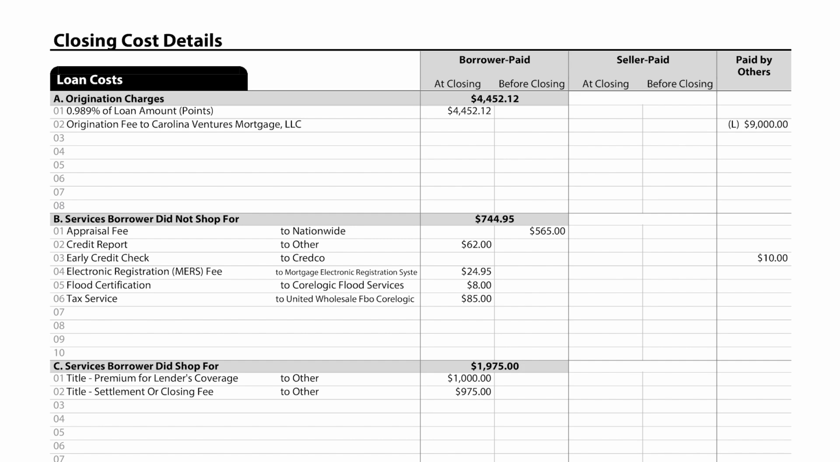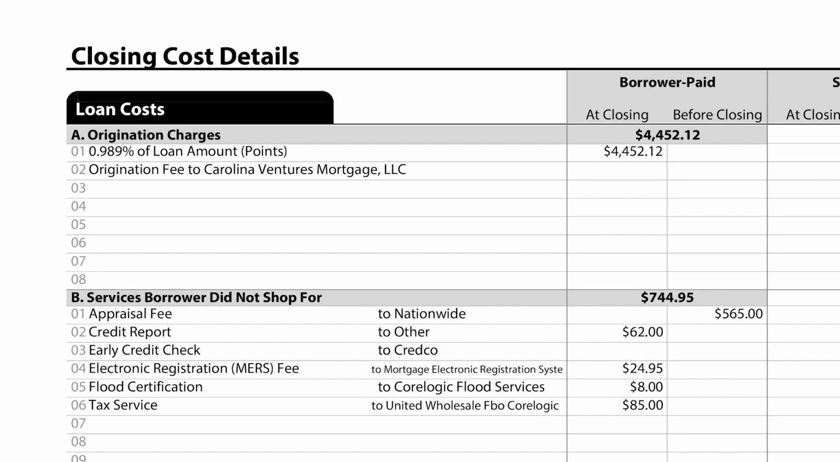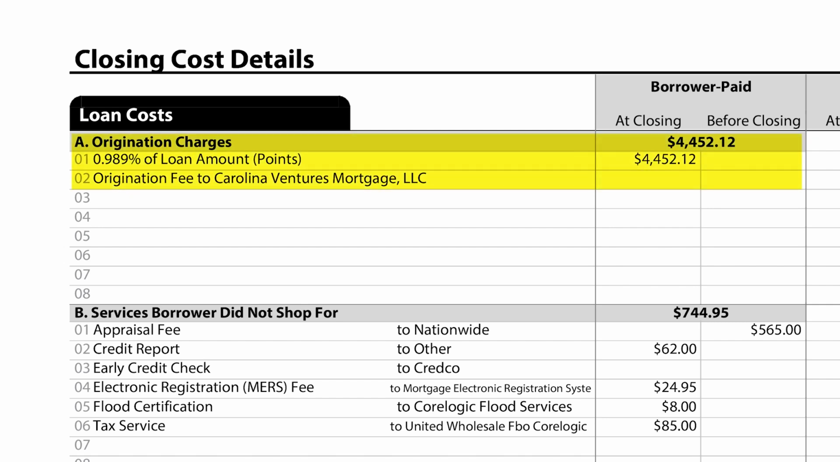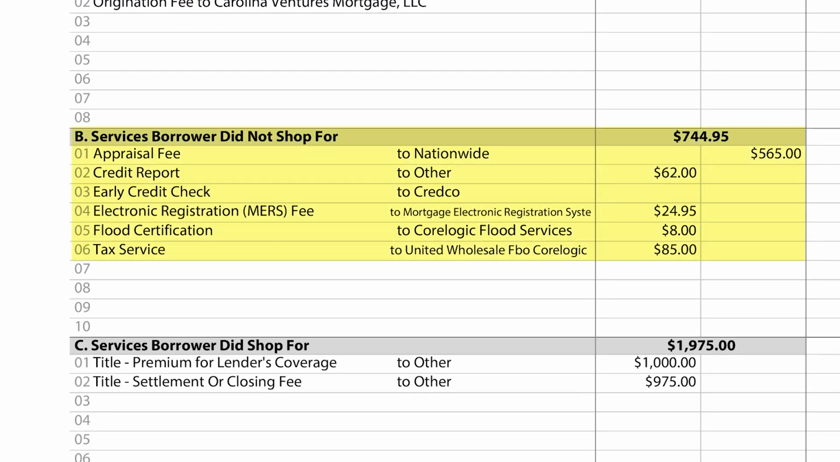The second page of the closing disclosure outlines the fees in detail. At the very top, you'll see points listed here, also called origination fee. Hers is nearly 1%, which is $4,452.12. Section B here outlines third-party fees and lender fees in more detail. At the top, you will see there's a credit report fee of $62, an electronic MERS fee of $24, a flood certification of $8, and a tax service fee of $85.